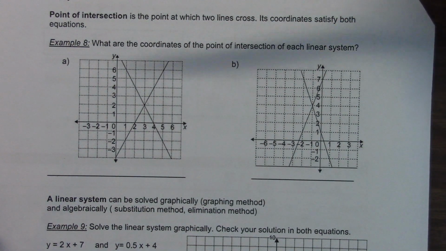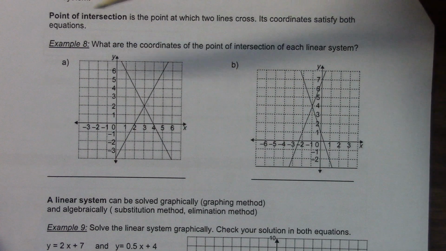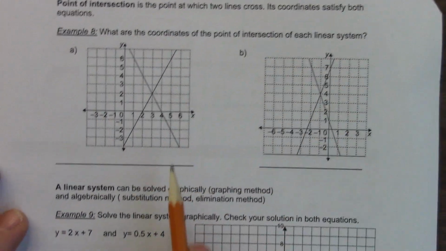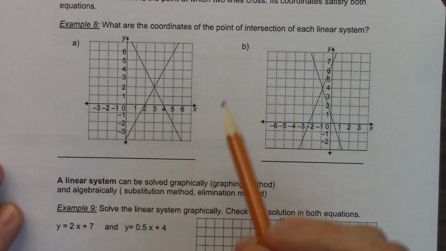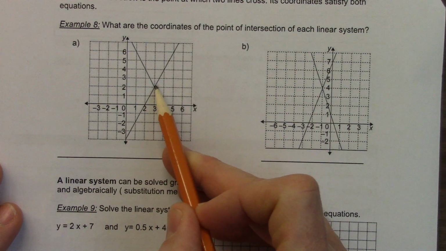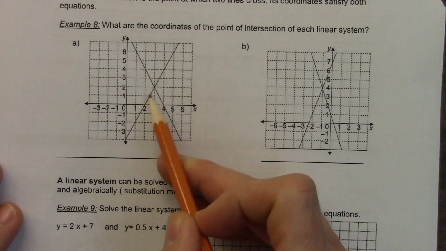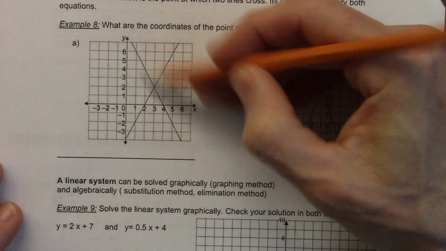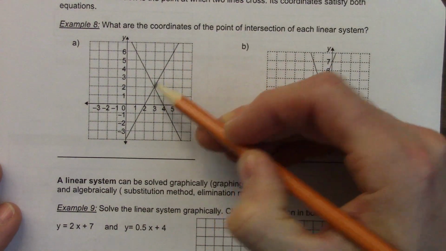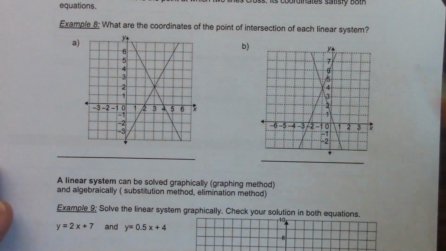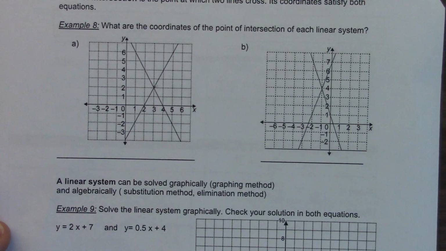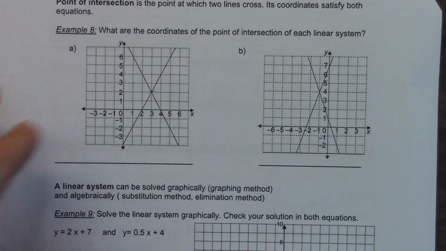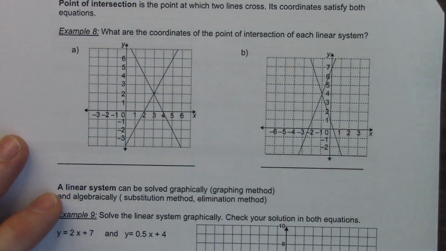All right, its coordinates satisfy both equations. So what does that mean? That's just a fancy way of saying that its coordinate intersection, its point, lies on both lines, right? It's on this line and it's on this line, okay? So if a point lies on the line, it's going to satisfy the equation of the line, all right? So what are the coordinates of the point of intersection of each linear system?